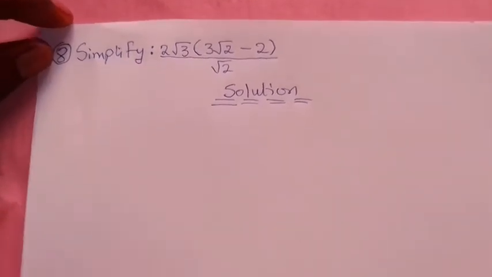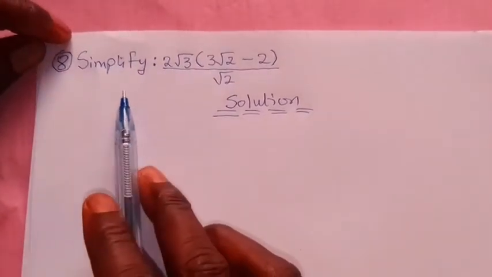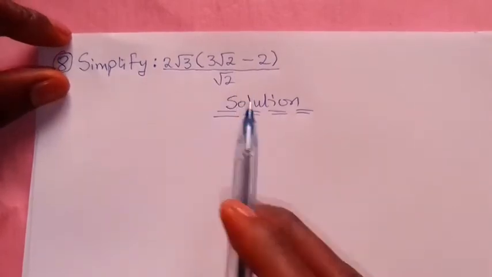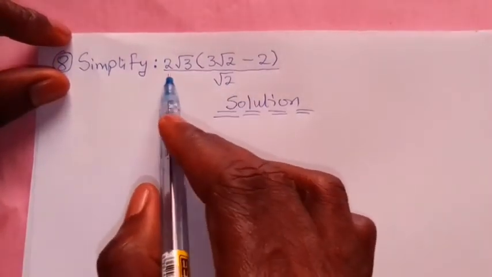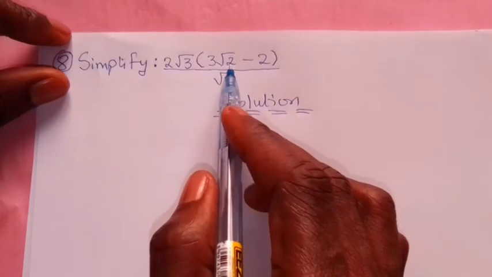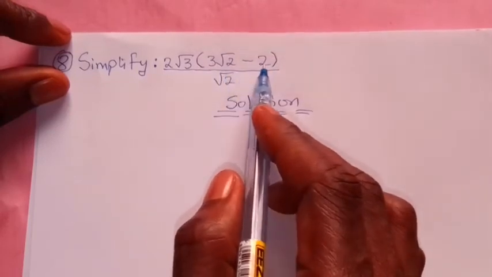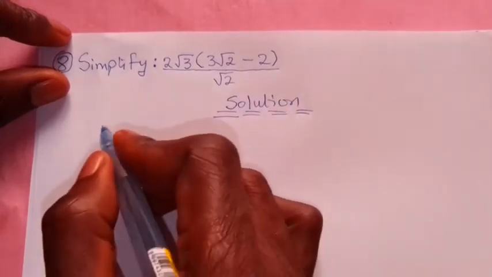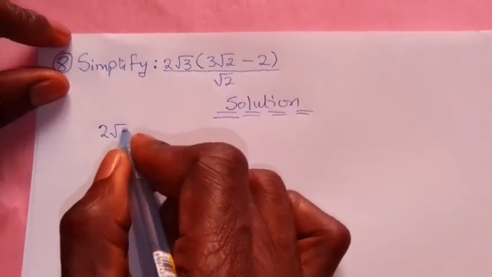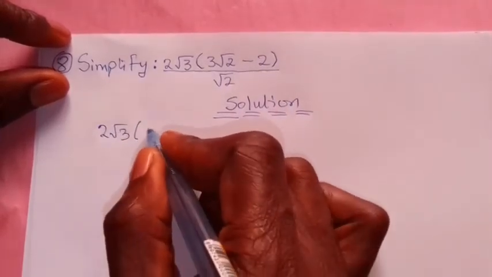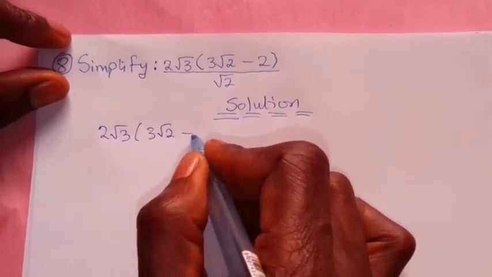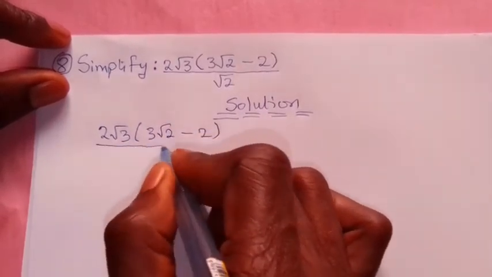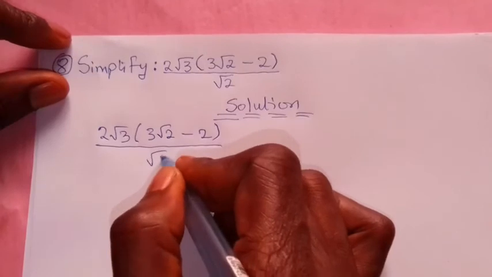Now the final question for today will be taken from surds, all right? And in the surd, we're asked to simplify 2 root 3 into 3 root 2 minus 2, all right? Then all divided by root 2. So here's the question again. We have 2 root 3 multiplying into 3 root 2 minus 2, then divide this result by root 2.